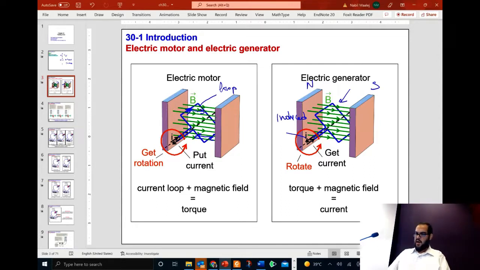So how did all of this start? Michael Faraday did an experiment and he observed this. So let me go to the presentation mode.